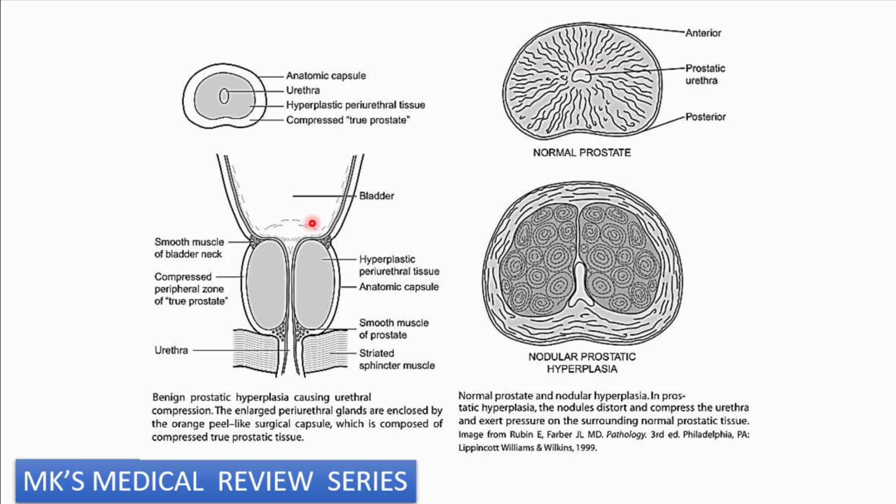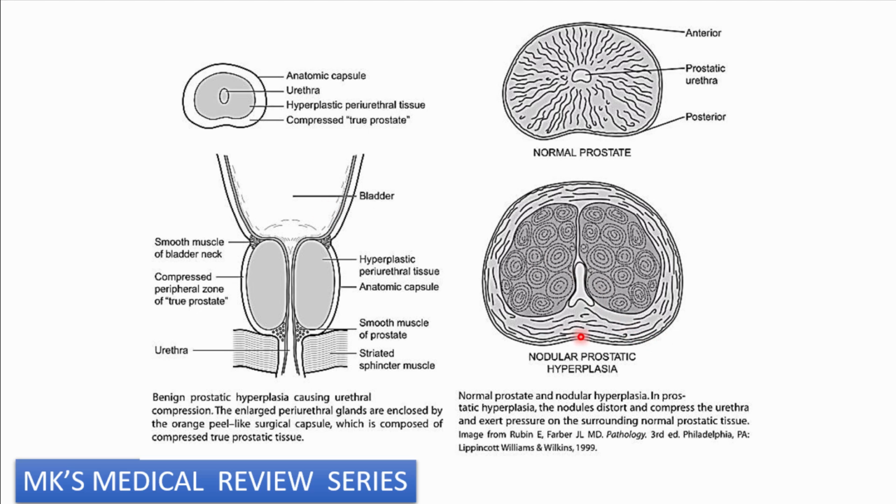And here you have one that's actually drawn in section. You have a bladder over here. You have, of course, the prostate that is surrounding the urethra, so this is referred to as the prostatic urethra. You have the compressed peripheral zones of the true prostate. Then of course you have smooth muscle at the neck of the bladder. You also have striated muscle or skeletal muscle at the neck of the urethra, just underneath the prostate. You have smooth muscles of the prostate. You have, of course, your anatomical capsule and your hyperplastic periurethral tissue, which can sometimes compress on this urethra and lead to bladder outlet obstruction.